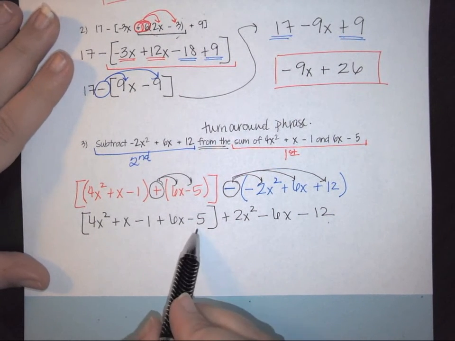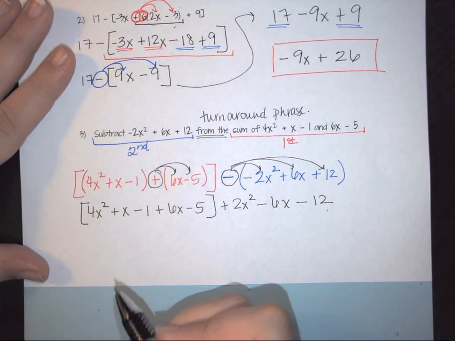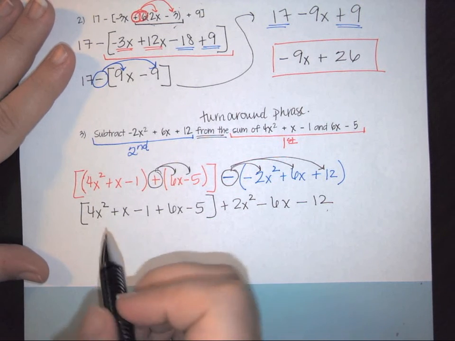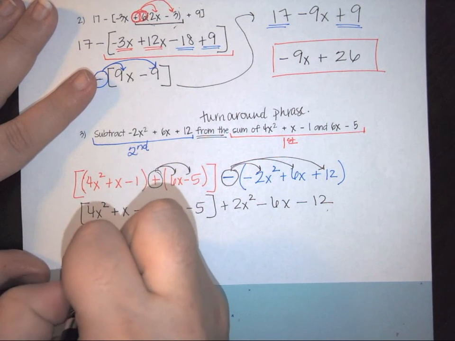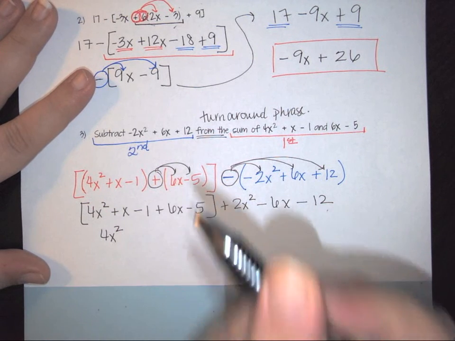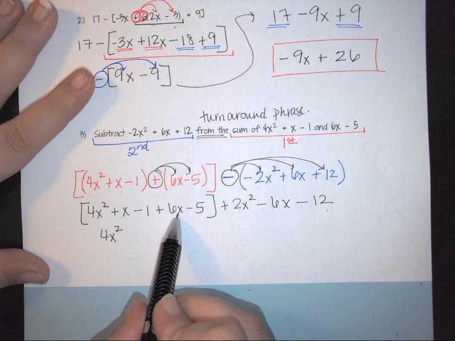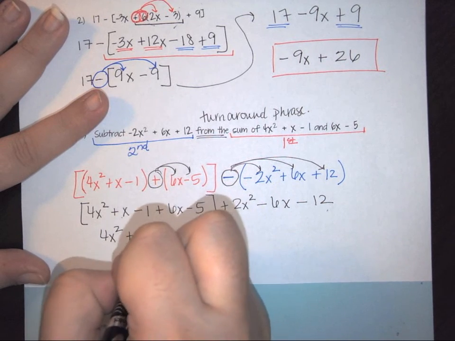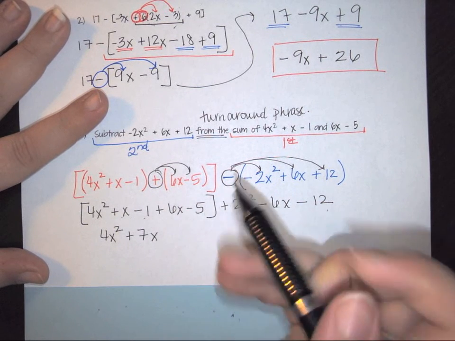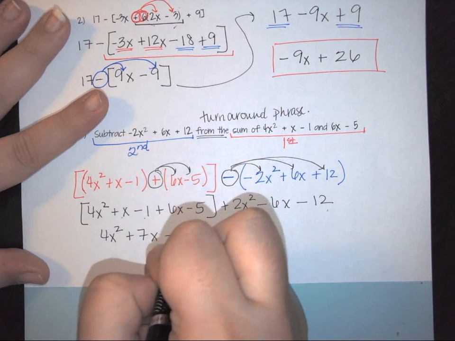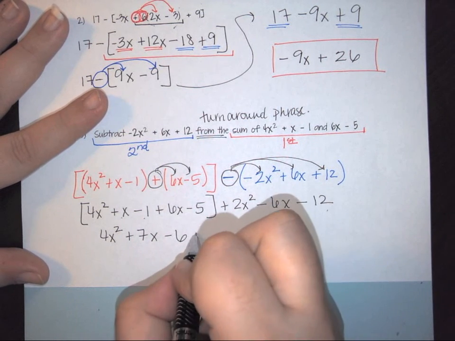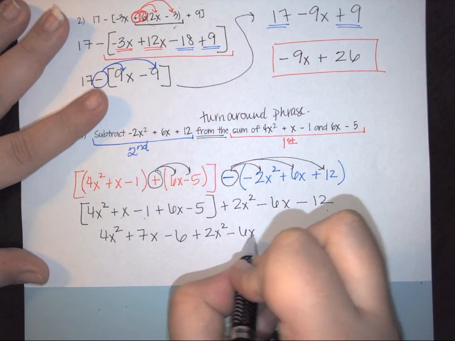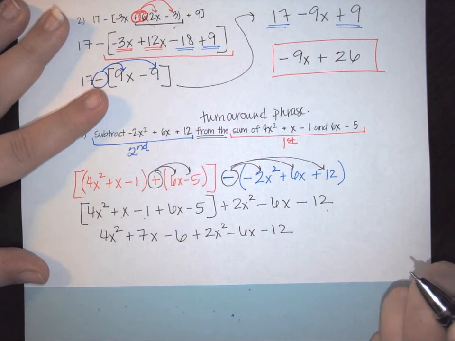I need to combine my terms. I don't have any other x squares here, so I'm going to go ahead and just rewrite it. So this is 4x squared. I have 1 plus 6, so this is going to give me plus a 7x. And then I have negative 1 minus 5 is a negative 6. And then I got to slap on the rest. So plus my 2x squared minus the 6x minus the 12.